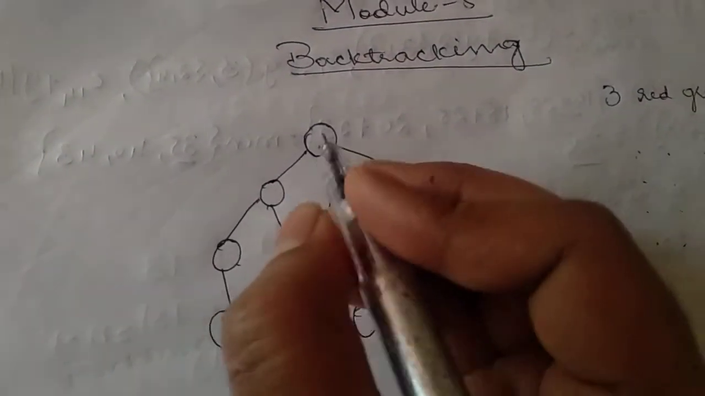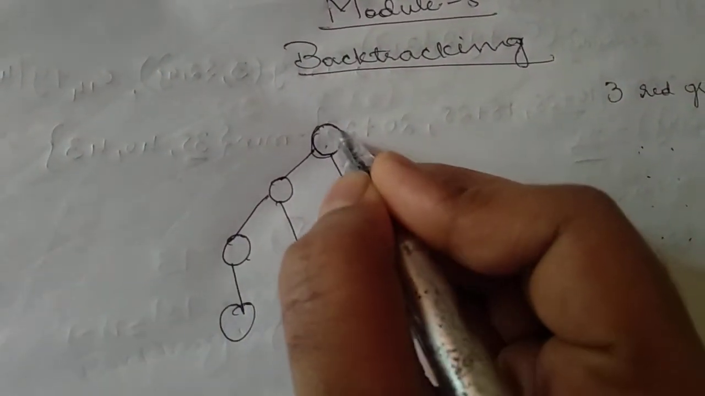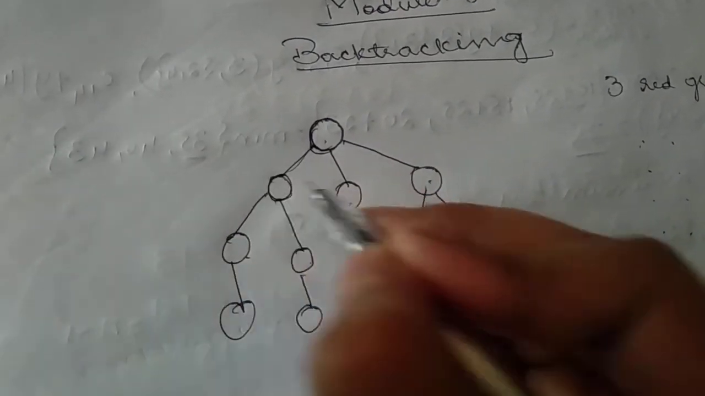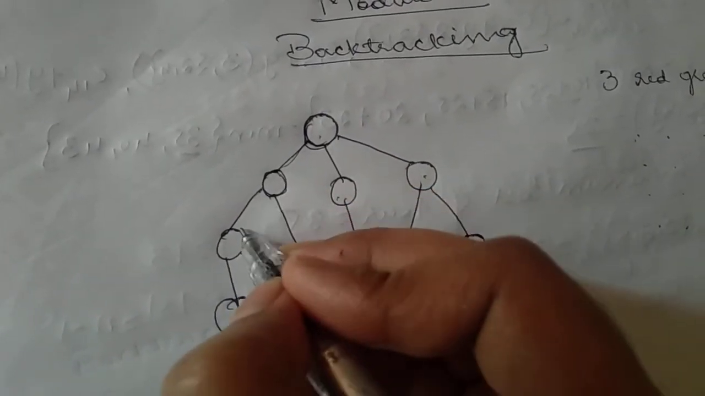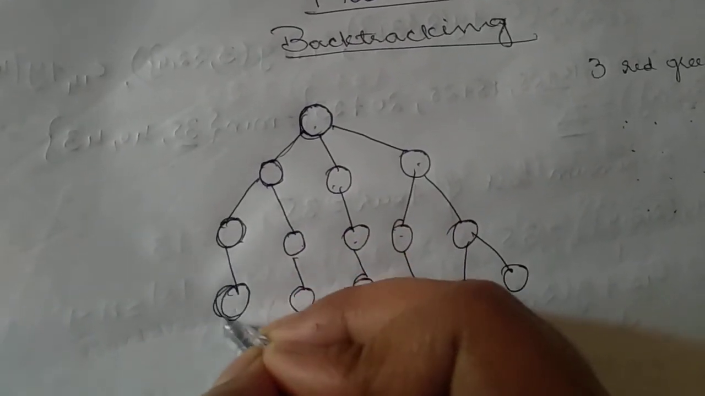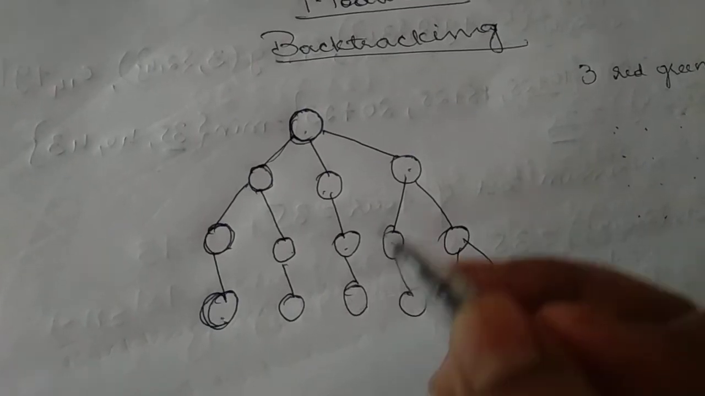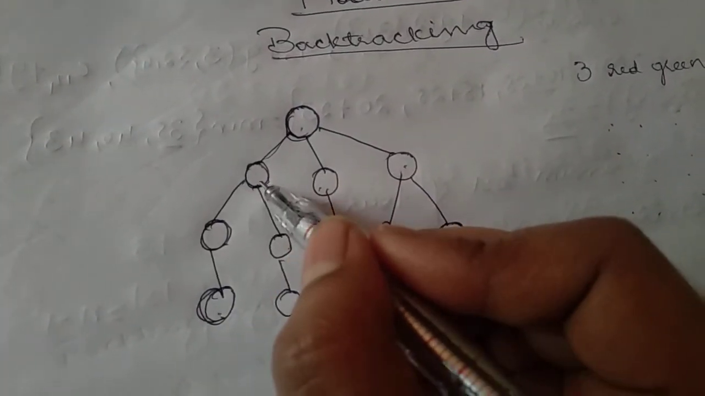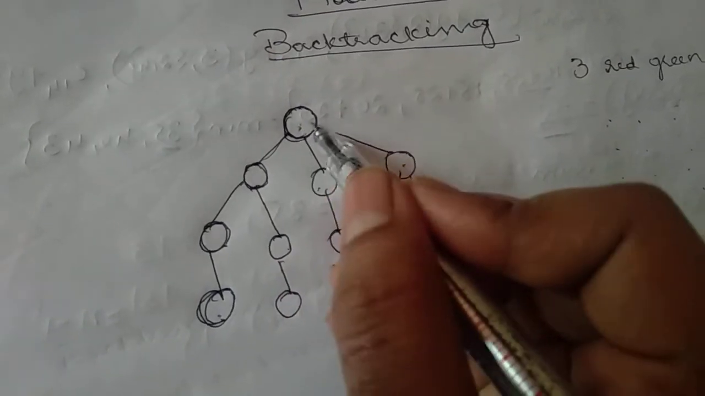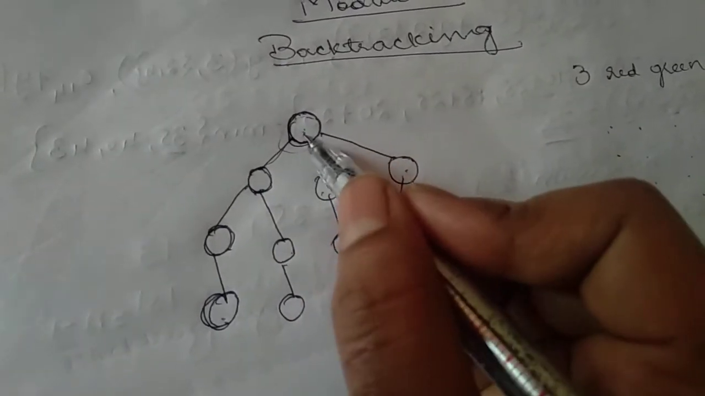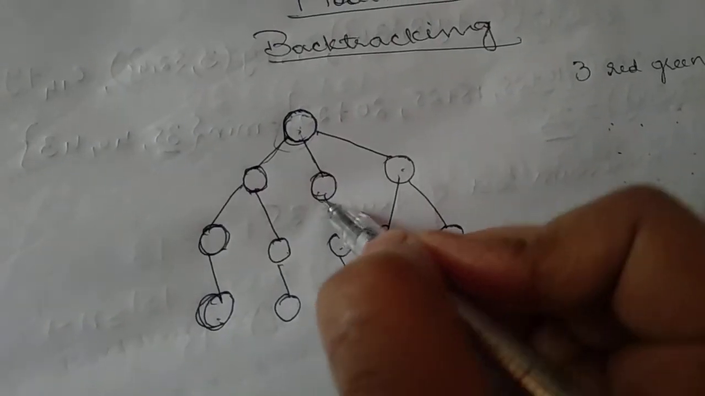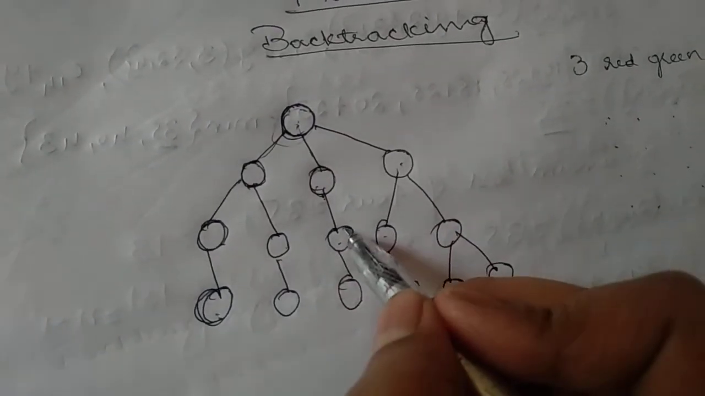See, I'll start from the root node. I'll come here. If this solution is proper, then I'll come over here. Then I'll come to the last. This is the final solution. If this solution is not proper, again we have to move back. That is called backtracking. You have to backtrack to the previous node and search for another solution.